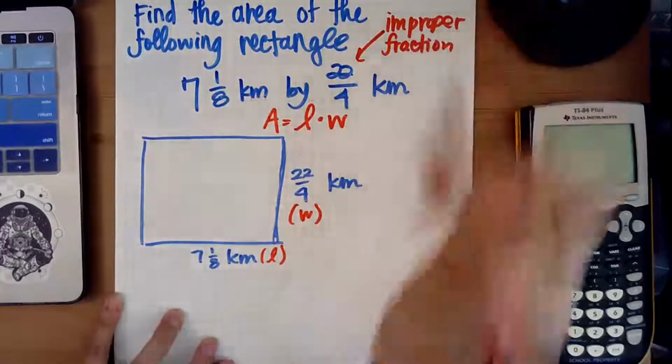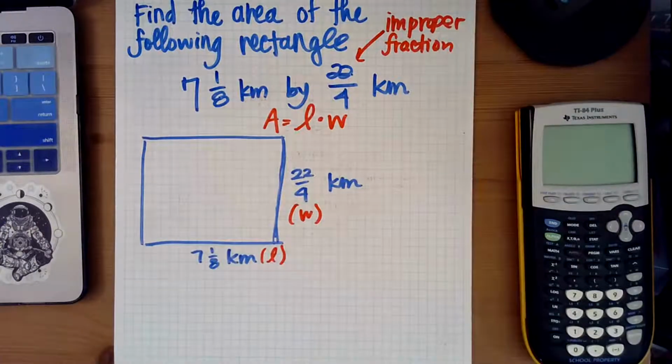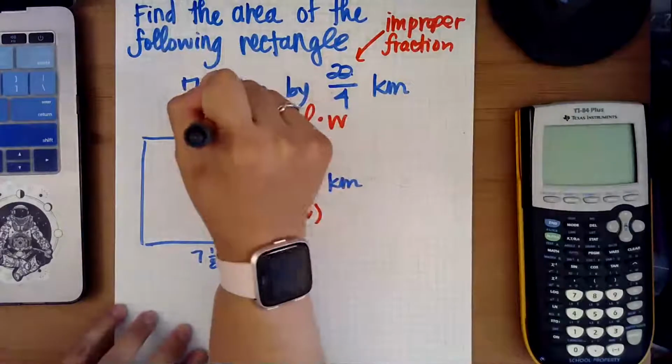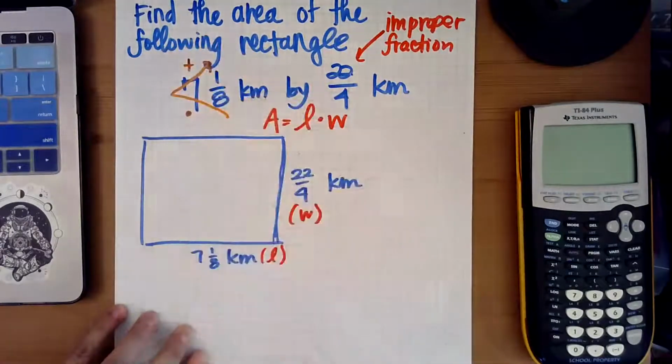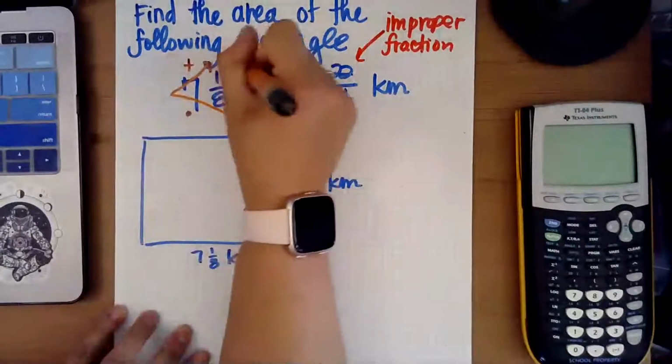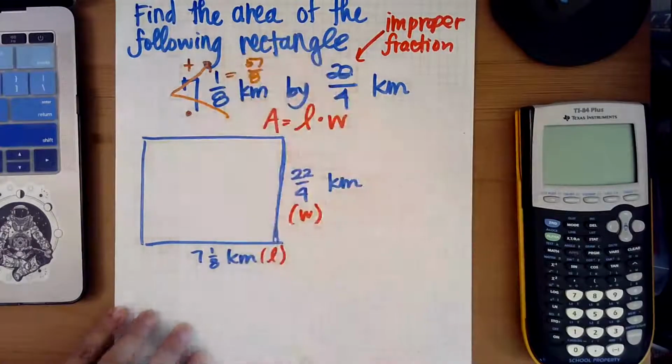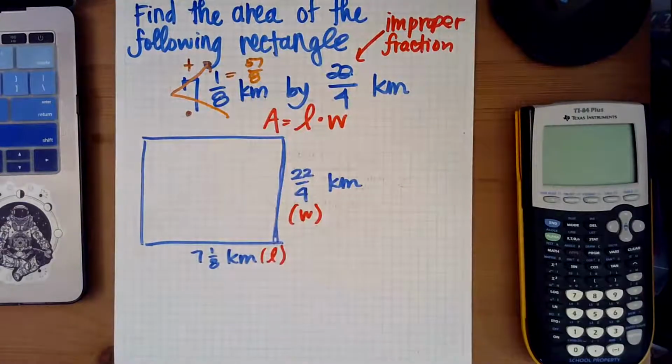So first, I'm going to change that 7 and 1/8 into an improper fraction. And the way I do that, remember my little trick? I put a little dot here and a plus here, and that's going to give me my rule. So what's 8 times 7? 56 plus 1 is 57/8. So I just converted the 7 and 1/8 into 57/8.